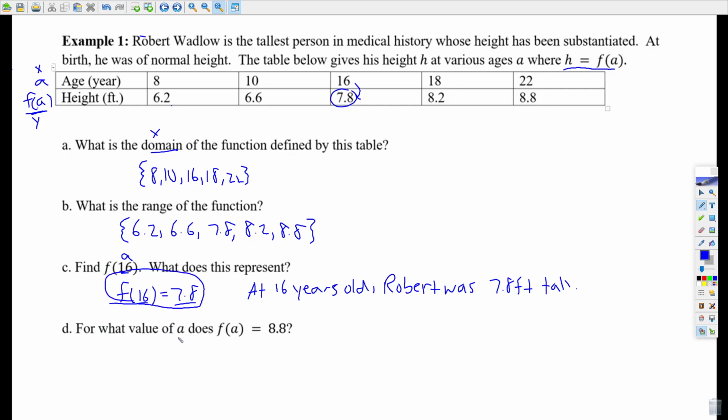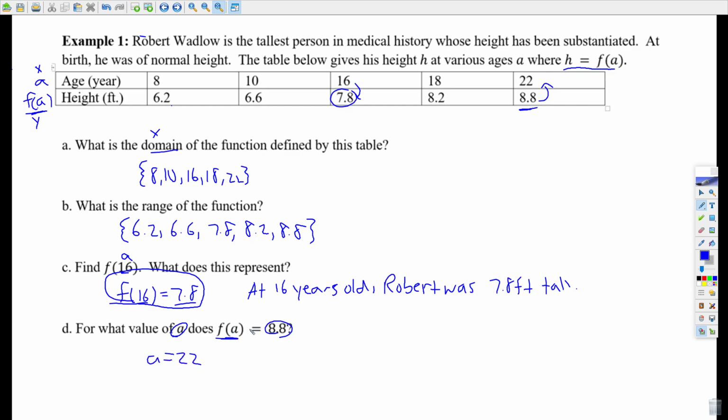For what value of a does f of a equal 8.8? So now it's actually telling you to go backwards. It's saying, hey, let's look at f of a's row, find 8.8. So f of a is up here, find 8.8. It's over here. And we're going to find the value of a, or the age. So we're going backwards and saying, okay, what is the age? Oh, it's 22. So you could just say 22, like a equals 22.